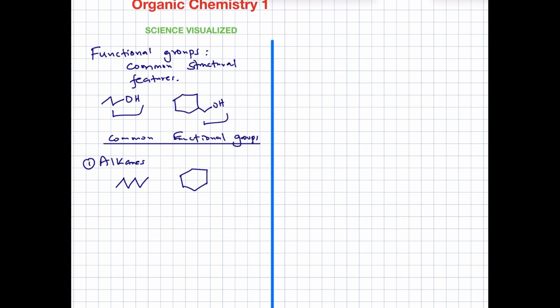Number 2, alkenes. Alkenes contain at least one double bond, and they only have carbon and hydrogen. So for example, this structure here will be an alkene. That will be another type of alkene. You could also have a cyclic alkene.